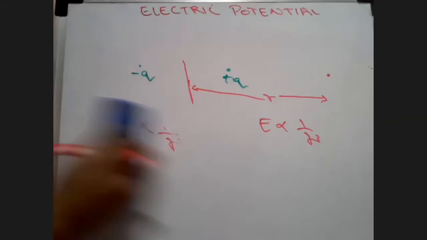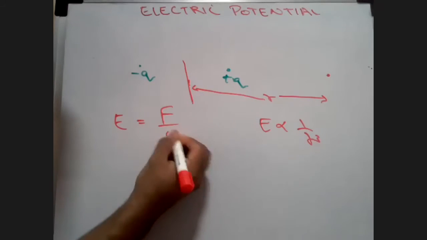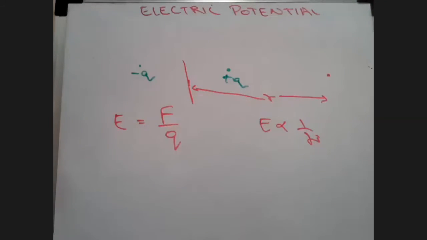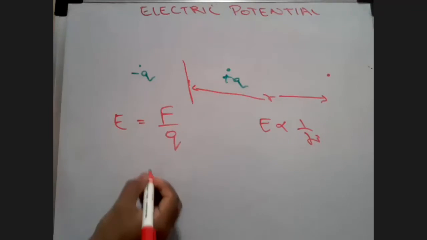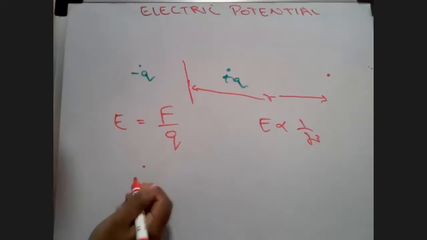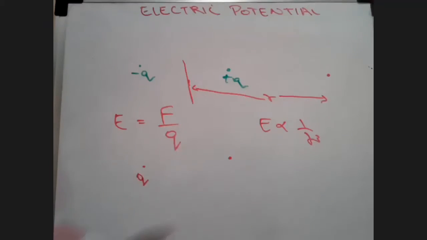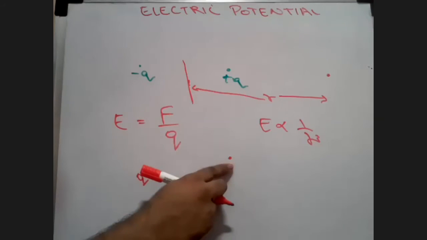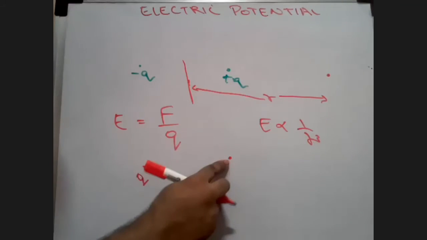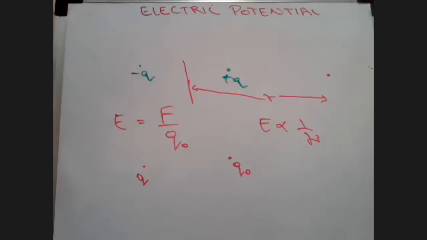See, listen. Electric field is equal to what? F upon Q. You all remember this? When there is one charge Q and you bring a test charge from infinity to a point here, the electric field intensity at this point will be the force experienced by the test charge upon the test charge Q naught. Is that clear? Yes, sir.